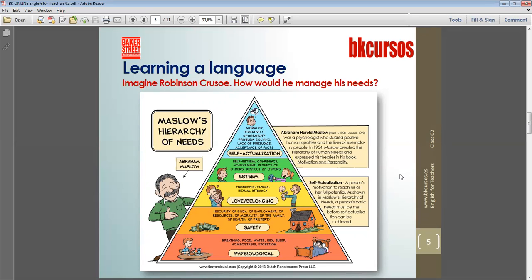Remember the movie with Tom Hanks? So what did he have? A coconut, and he put the face on it, didn't he? Like an emoji, yeah. And he said, "Okay, I need belonging and love and friendship." So he created this for himself.